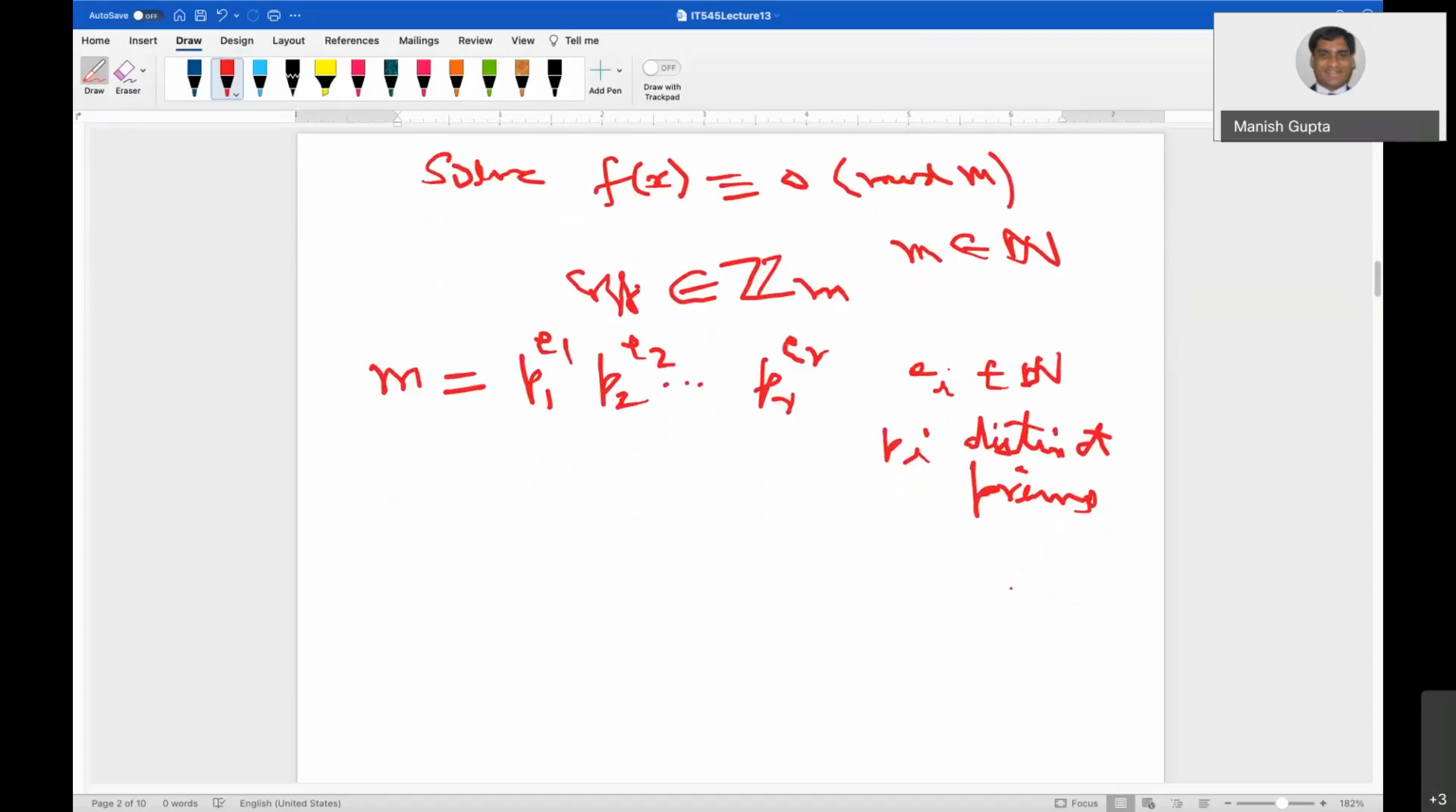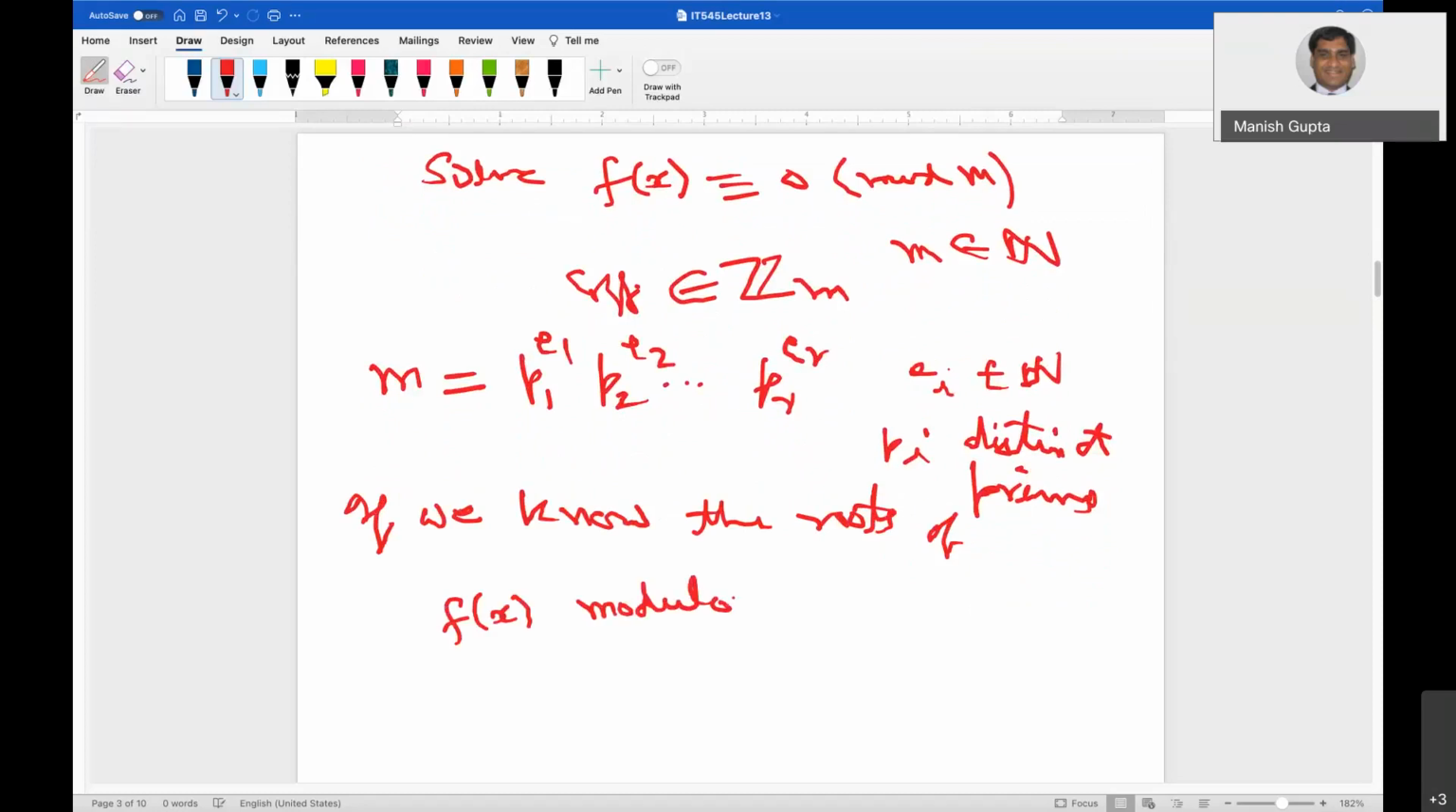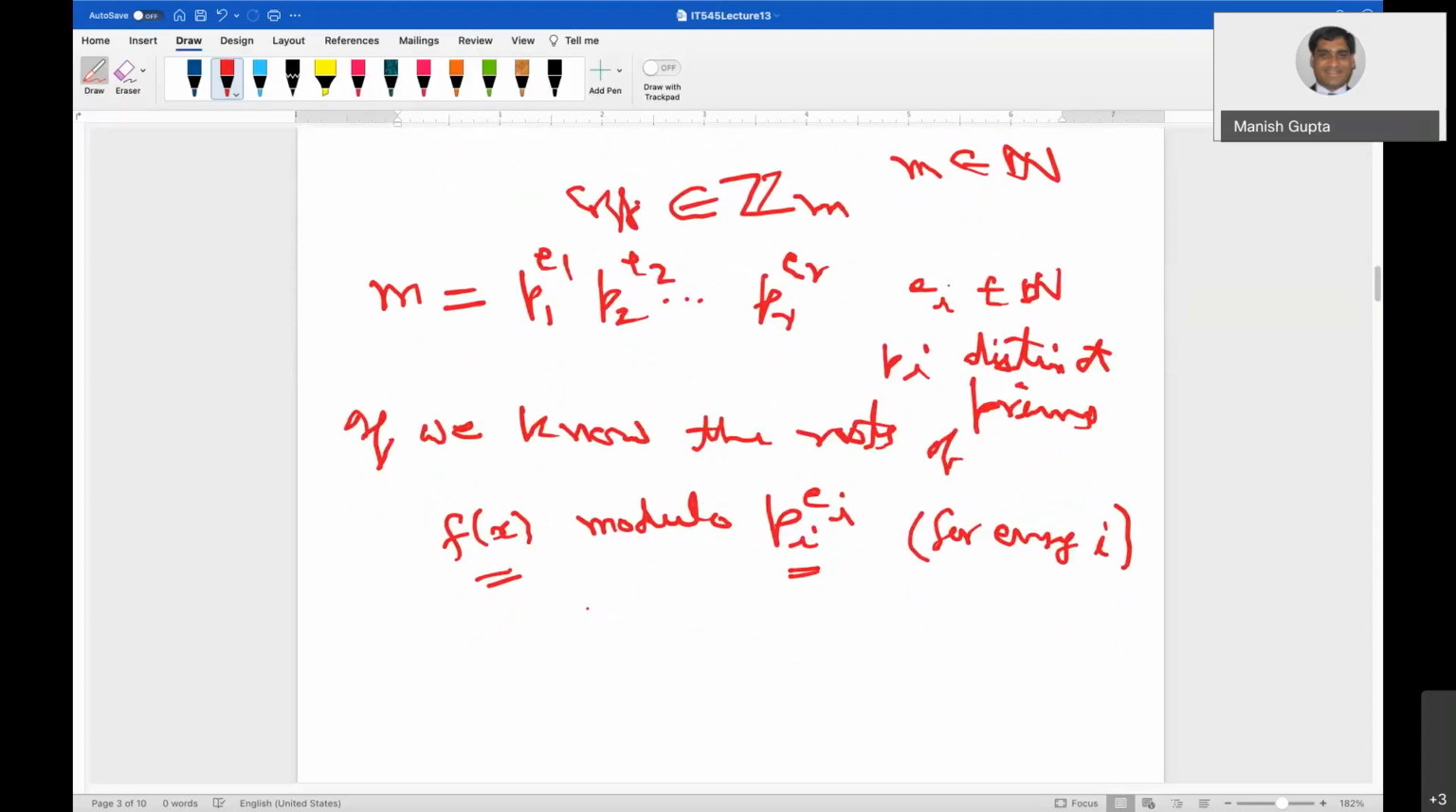So if we know the roots of f(x) modulo pi raised to power ei, for every i, if I know this, then for the factorization of m, if you know the roots corresponding to each factor i, so we can combine them to obtain the roots of f(x) modulo m using the Chinese remainder theorem.